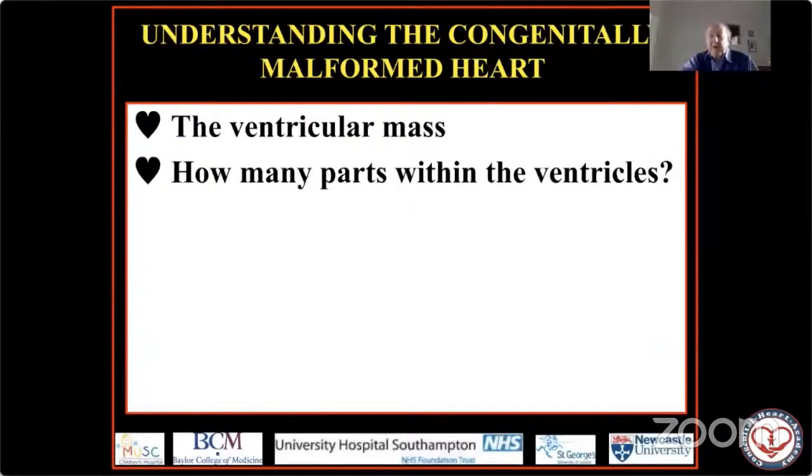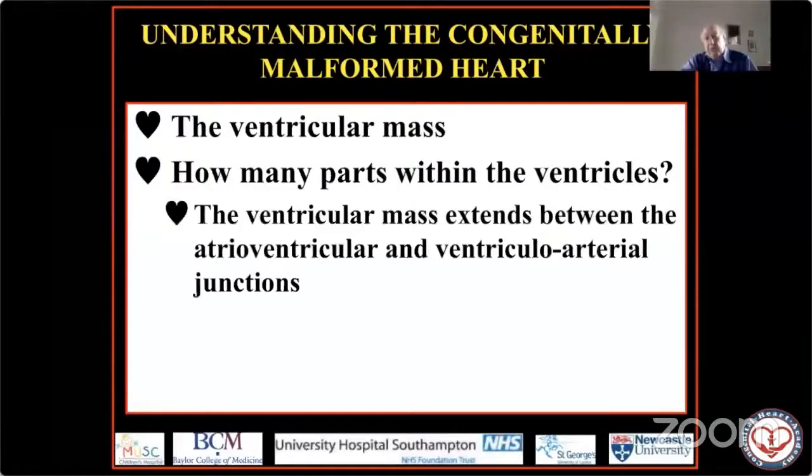So let's move on and let's look at the ventricular mass, because that was another potential bone of contention. How many parts are there within ventricles? Now, again, when I started, it was usual to think of the ventricles as having sinus conus. But we've seen from our previous discussions that that does not always work.